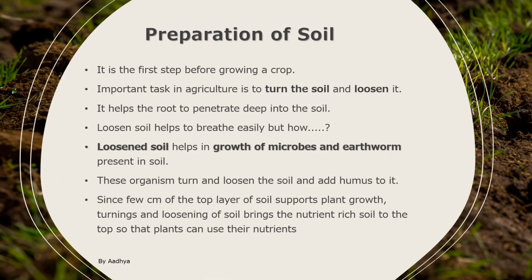The first step is preparation of the soil. This is a very important step before growing a crop. The important task in agriculture is to turn the soil and loosen it. If the soil is not loose, and the soil is tight and the particles are very close to each other, then the root does not penetrate into the soil. But if the soil is loosened, then the root can easily penetrate into the soil and can transport water and minerals, as it contains root hairs.